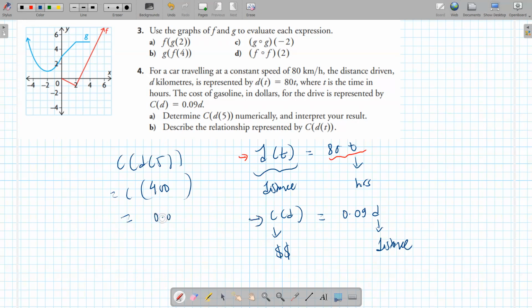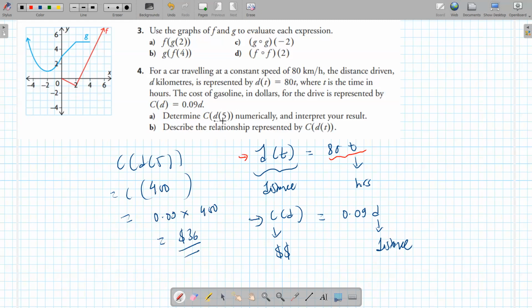That'll be 0.09 times 400. 0.09 times 100 is 9. 9 times 4 is 36. So the answer to this is 36. And that's it for part A. It says interpret your result. What this means is if you've driven for 5 hours, right?